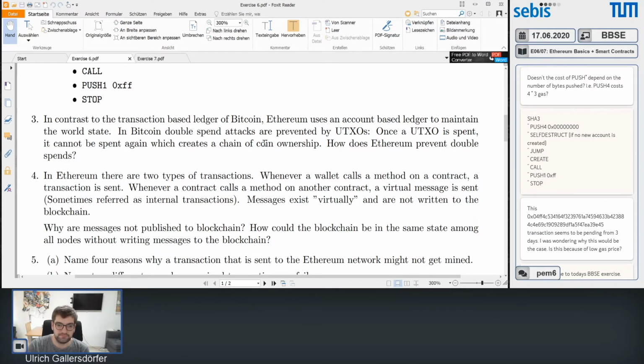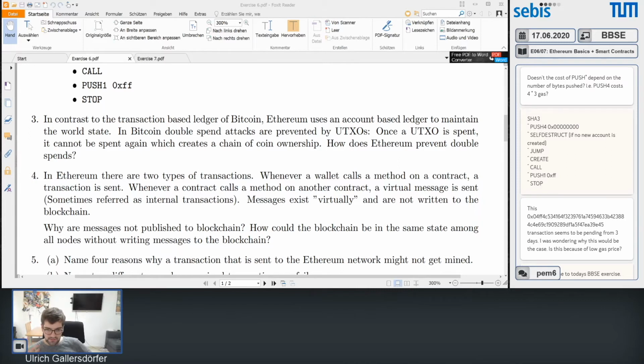Okay, continue here. In contrast to the transaction-based ledger of Bitcoin, Ethereum uses an account-based ledger to maintain the world state. In Bitcoin, double spend attacks are prevented by UTXOs. Once a UTXO is spent, it cannot be spent again, which creates a chain of coin ownership. How does Ethereum prevent double spend? And as I told you last week, there are 2 answers to that.